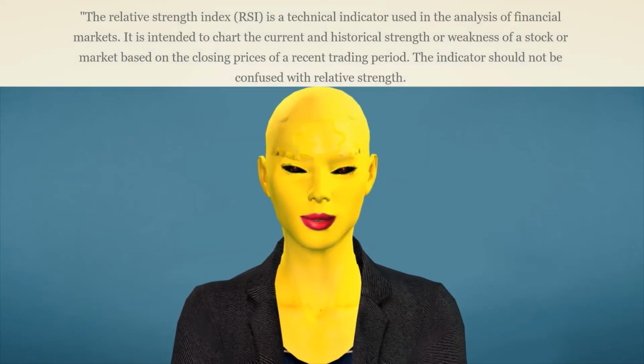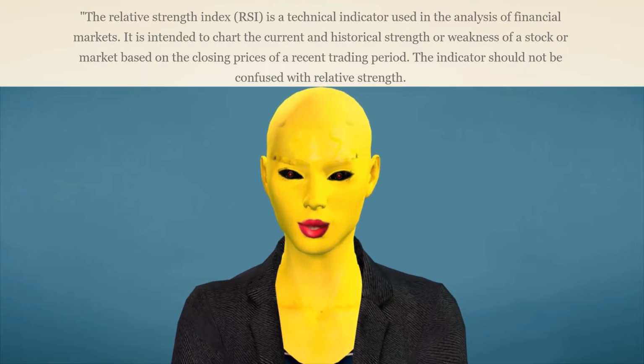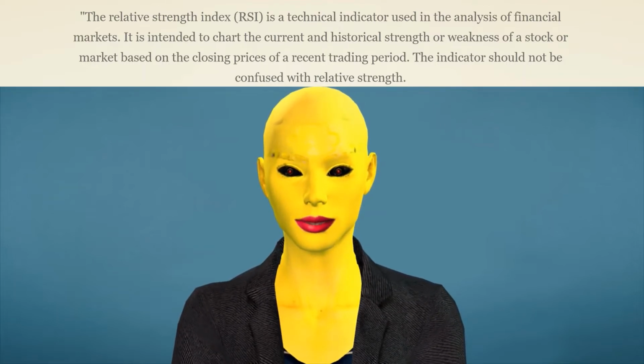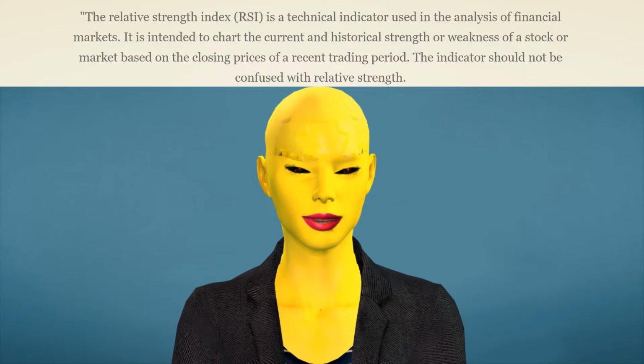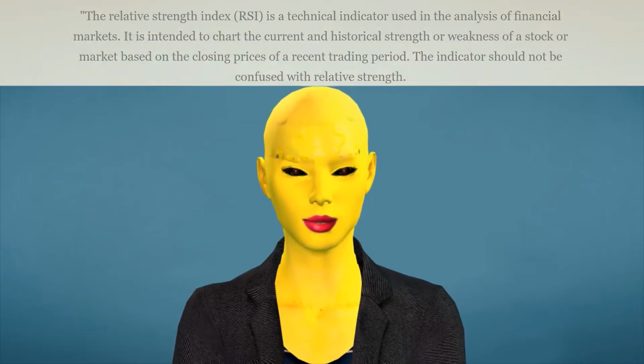Now, the RSI. The RSI, Relative Strength Index, is one of the technical indicators people use in technical analysis. The RSI is one of the most popular indicators. It can be used on its own, but most people use it with other indicators to see the bigger picture. According to Wiki, the Relative Strength Index, RSI, is a technical indicator used in the analysis of financial markets. It is intended to chart the current and historical strength or weakness of a stock or market, based on the closing prices of a recent trading period. The indicator should not be confused with relative strength.